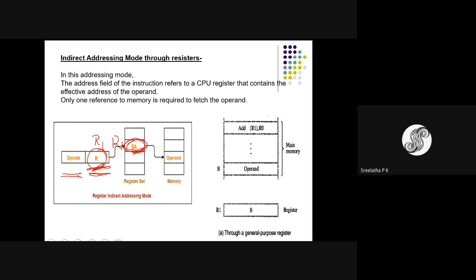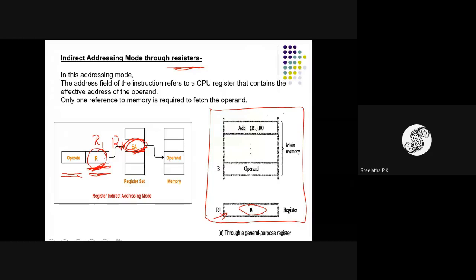Here is an example. The instruction is ADD (R1), R0. This is the indirect addressing mode using the register. Add the content of R1, within the bracket, comma R0. So R1 contains the actual address where the operand is present. Go to this memory location and access the operand. Fine. So this is indirect addressing mode through registers.